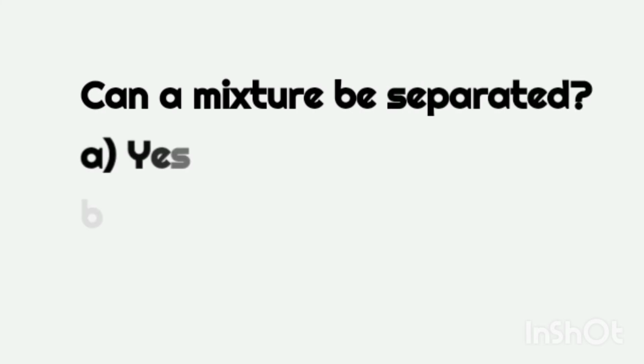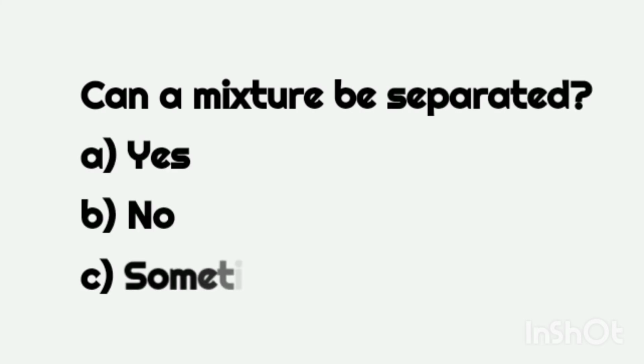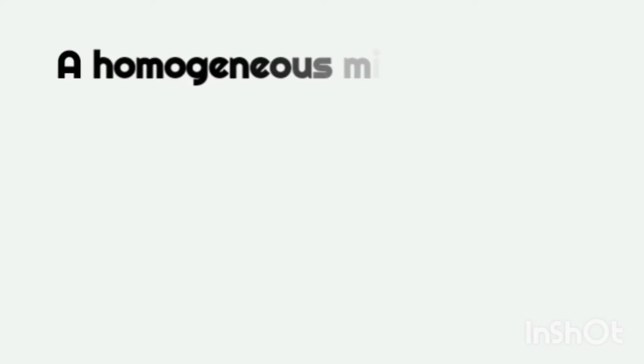Can a mixture be separated? A, yes, B, no, C, sometimes. The answer is yes. Mixtures can be separated because they are physically joined. Mixtures are physically mixed together, so you can separate them. They are not chemically bonded, they are physically bonded.